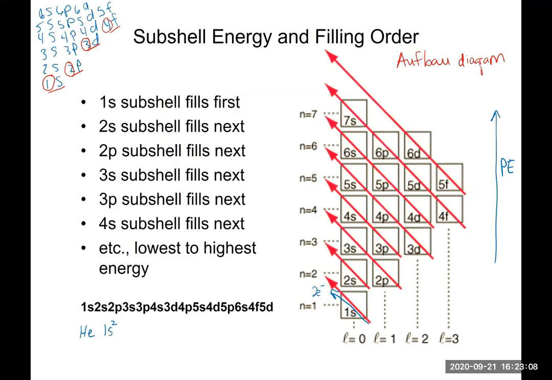If we want to draw lithium, for example, we still use the same diagram. We would go through 1s. Lithium has atomic number 3, right? We go through 1s.